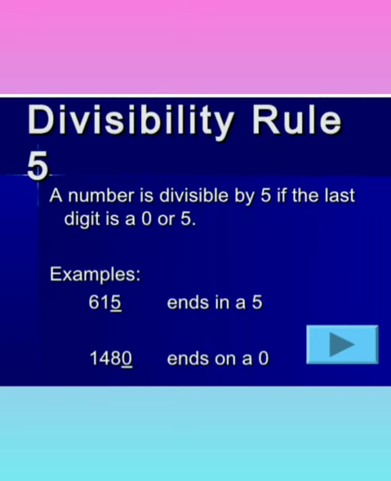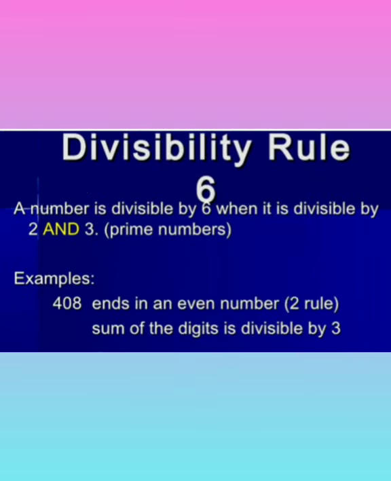The next rule is divisibility by 5. A number is divisible by 5 if the last digit is 0 or 5. Listen: if the last digit is 0 or 5, the whole number will be divisible by 5. Clear? I give an example: 615 is the number. See, the last digit is 5. If it ends in 5, the number will surely be divisible by 5.